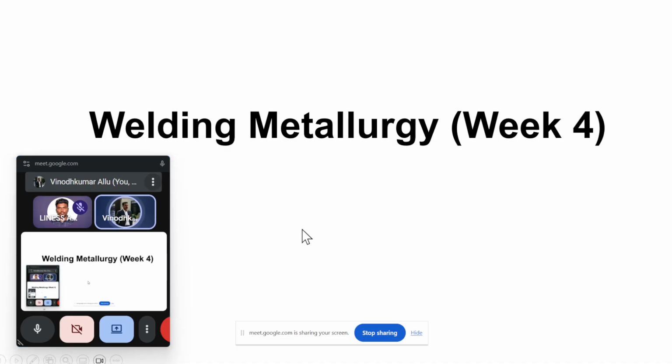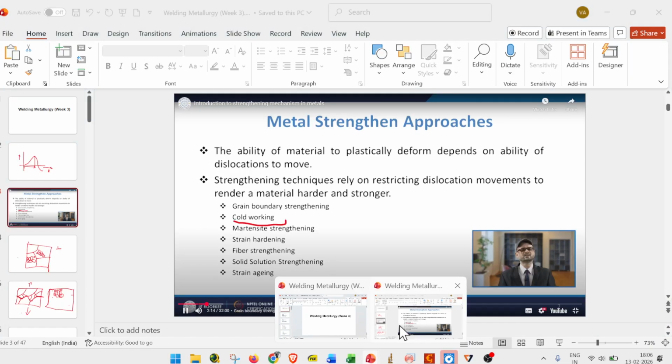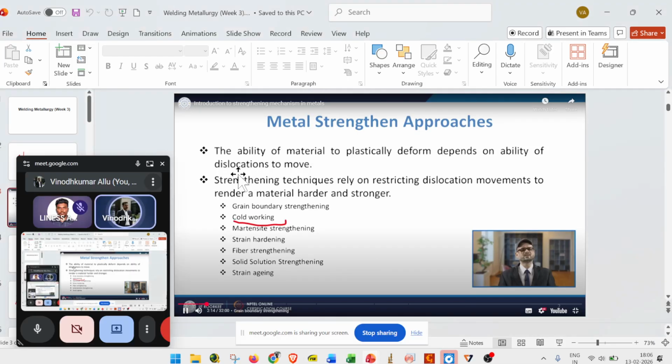So I think we can start now. Let's quickly recap what we saw last week. We have seen mostly about the strengthening mechanisms. There are various ways we can strengthen any given material.